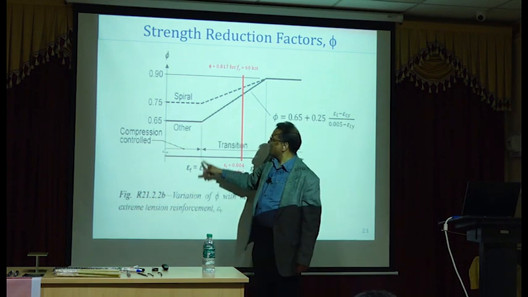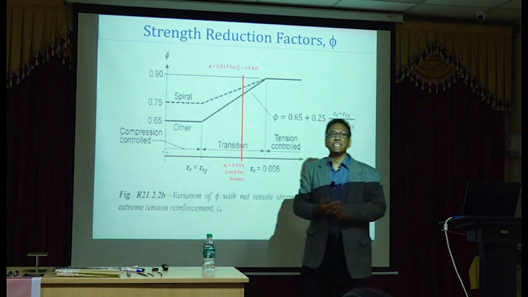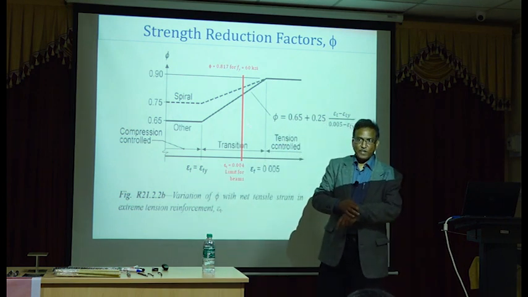This other limit is epsilon t equals epsilon ty. Epsilon ty is the yield strain for the bars.